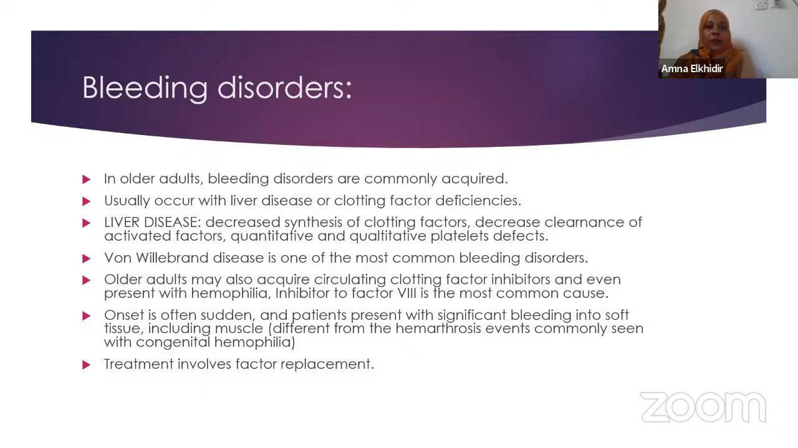Von Willebrand disease is one of the most common bleeding disorders. Older adults may also acquire circulating clotting factor inhibitors and even present with hemophilia. Similar to hemophilia in children, inhibition of factor 8 is the most common cause. The onset of hemophilia in the elderly is usually sudden, and patients present with significant bleeding in soft tissues, including muscles. It's not like congenital hemophilia, where we have bleeding in joints. Here it's in muscles. Treatment usually involves factor replacement.